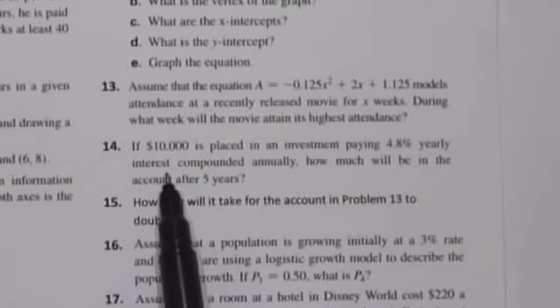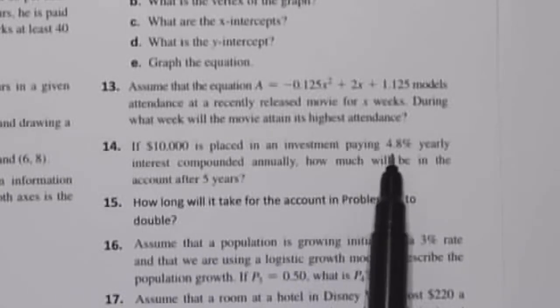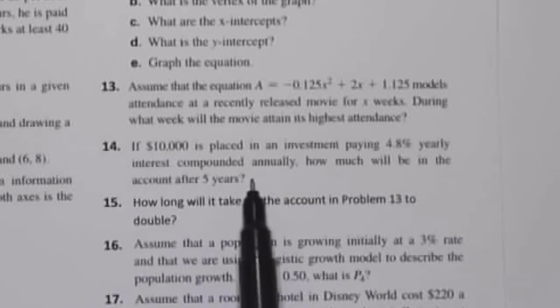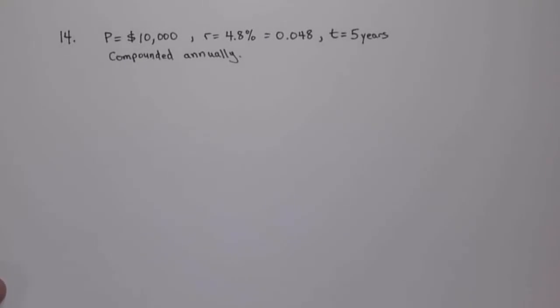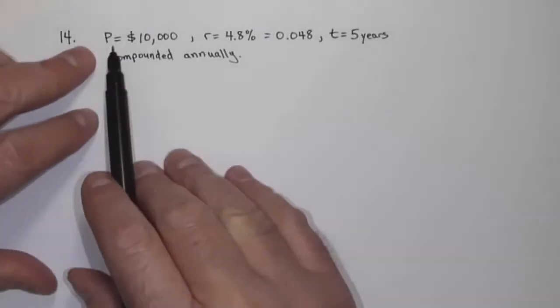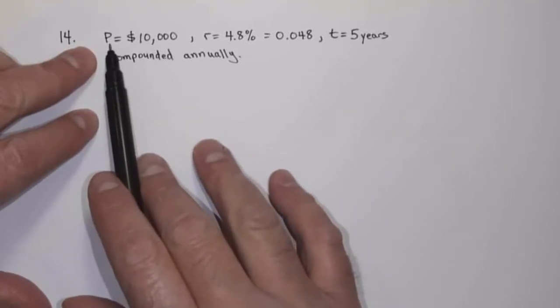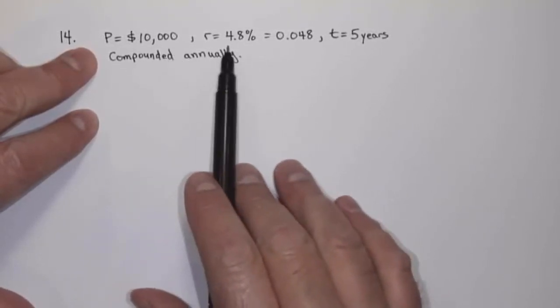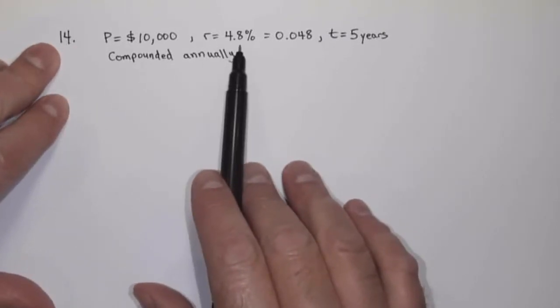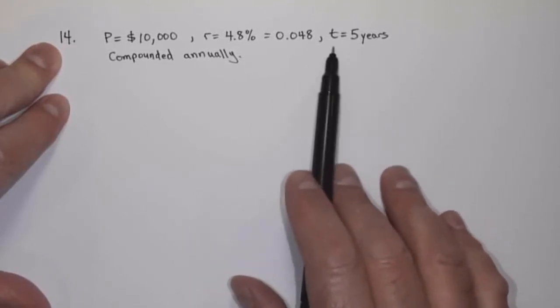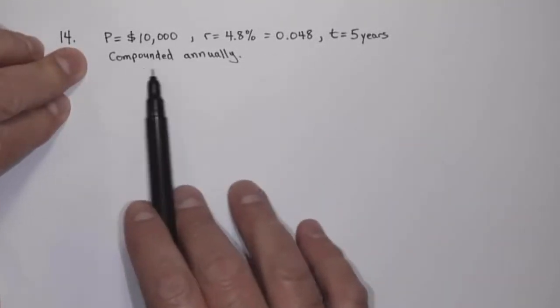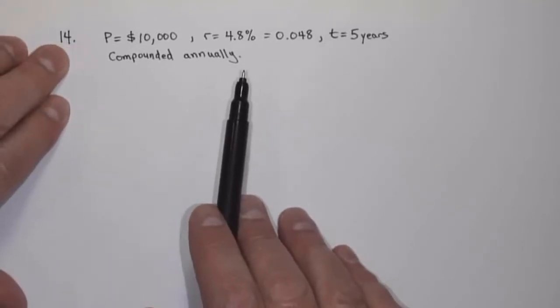Number 14. If $10,000 is placed in an investment paying 4.8% yearly interest compounded annually, how much will be in the account after 5 years? So this is a compound interest problem. We know that the amount originally invested, which is P, the principal, is $10,000. The annual interest rate is 4.8%, which as a decimal is 0.048. We were leaving the money in the account for 5 years, and we're compounding annually.